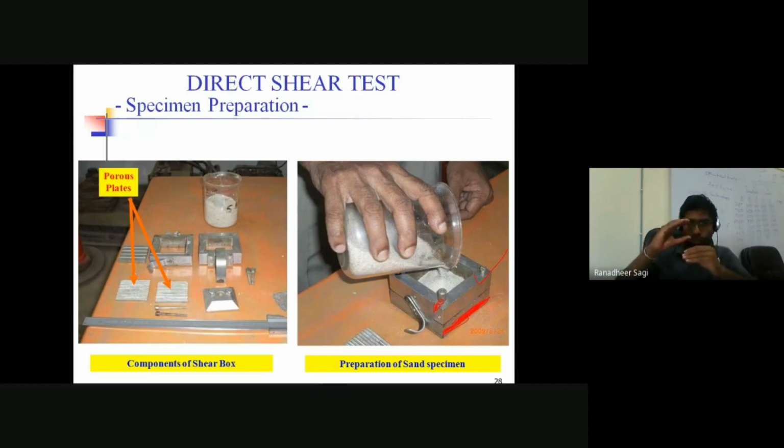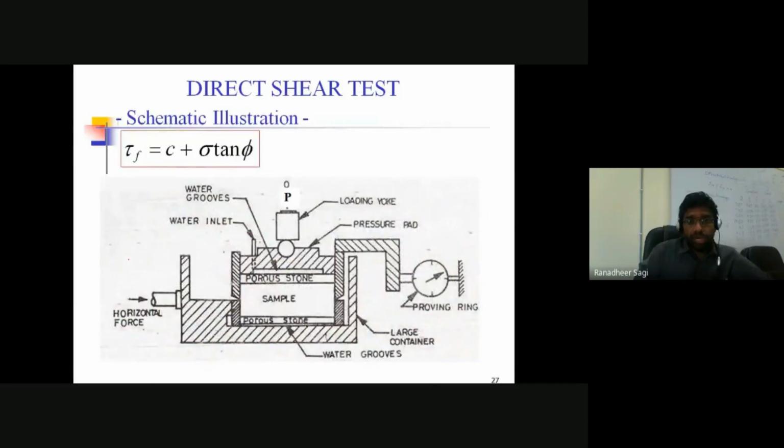The top box is a hollow cross-sectional box. Typically you can look at them here. These are the two individual pieces I am looking at. One will be placed over the other, and at the bottom we have to take care of some proper construction. So at the bottom I have to place what is called a porous stone.